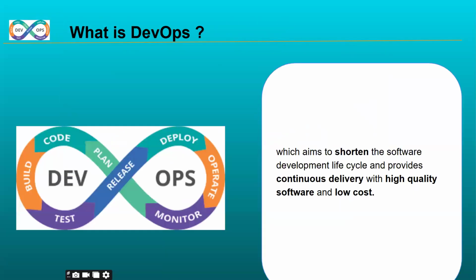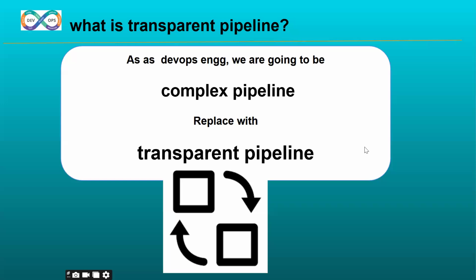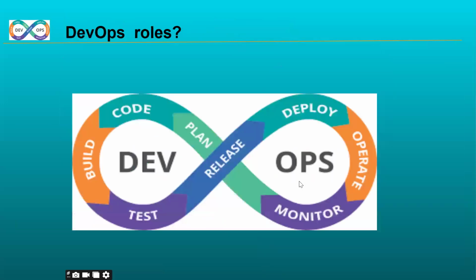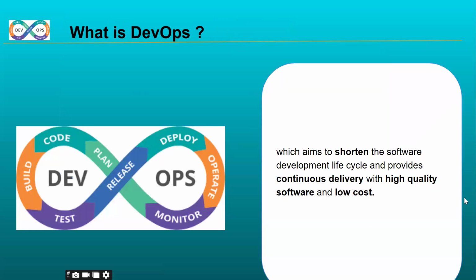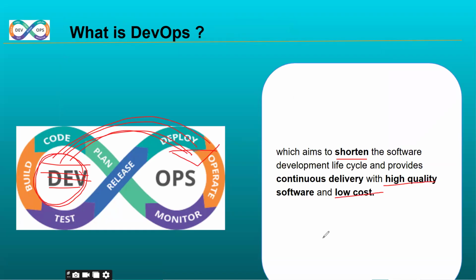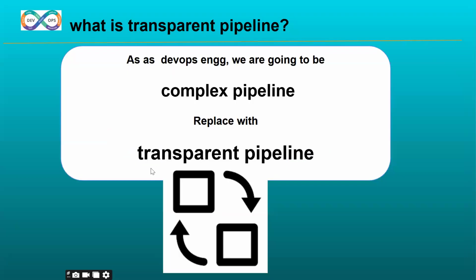But as a DevOps engineer, what exactly are we going to be? Let me explain the same with an example. For example, developers keep on writing lines of code. These lines of code, we make into working software and deliver into the production environment within the shortest time, with high quality and low cost. That is nothing but our DevOps transparent pipeline.